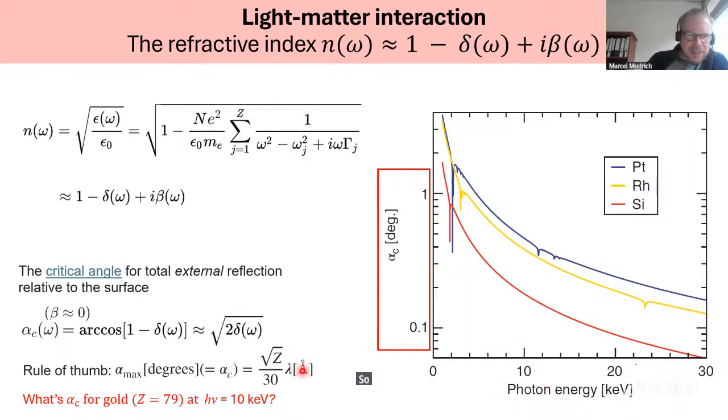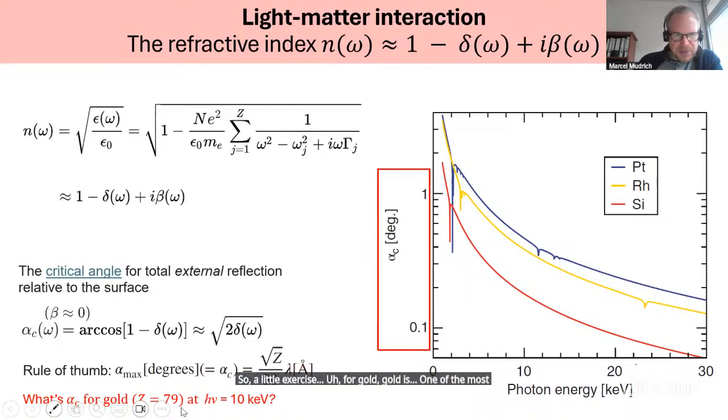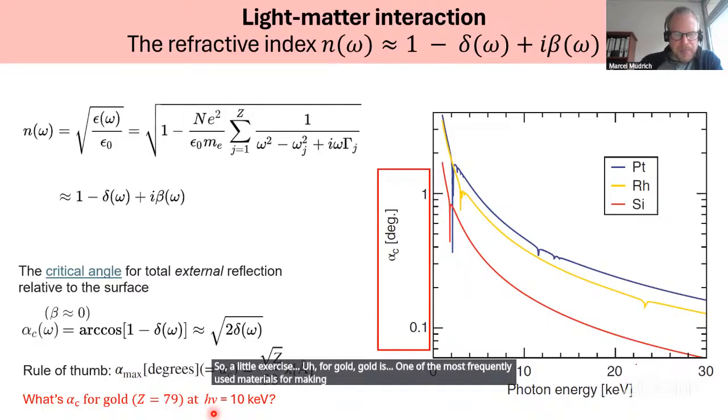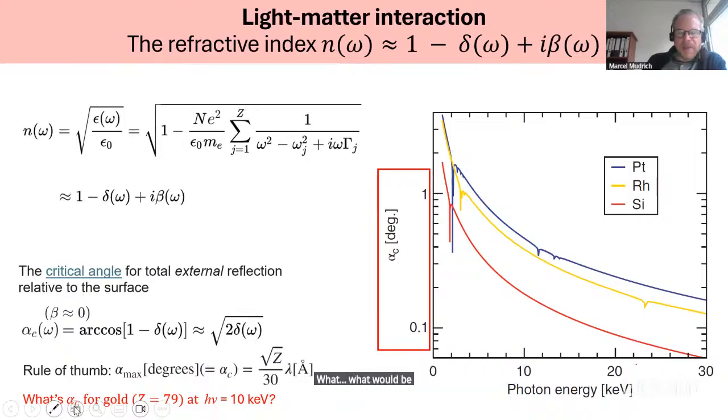So a little exercise for gold. Gold is one of the most frequently used materials for making these X-ray mirrors. Z equals 79 at 10 keV. What would be the critical angle for gold if we want nearly perfect reflection on our gold mirror at 10 keV? What angle should we place the mirror at?